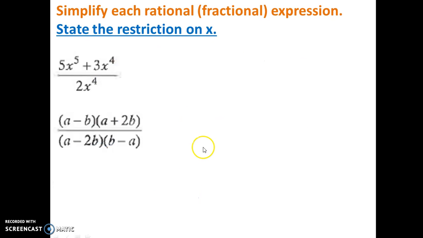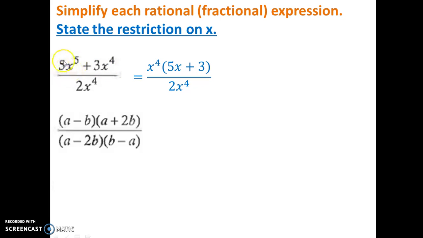Okay, let's take it to the next level now. Notice these directions have changed. We're going to simplify each rational or fractional expression. This is a rational expression. And it says state the restriction on x. That means the restriction means what values x cannot be. And we'll talk about that in just a moment. First of all, do you see a common factor in the top here? So what is the common factor you can pull out of both?